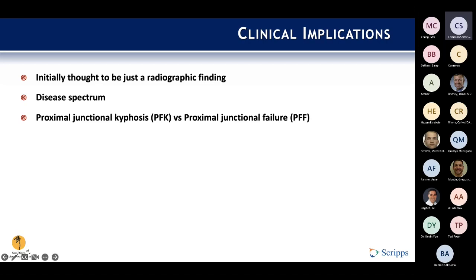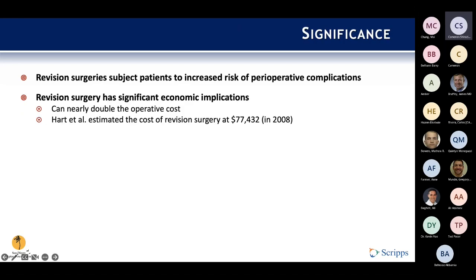Because that leads to things such as walking disturbances, neurologic defects, inability to maintain horizontal gaze, and ultimately can lead to reoperation, as we talked about in the difference between those two earlier in terms of the definitions. Revision surgery subjects patients to increased risk of perioperative complications, and it also has significant economic implications. It can nearly double the operative cost. A study from Hart in 2008 estimated the cost of revision surgery at about $80,000, and that was from 2008.